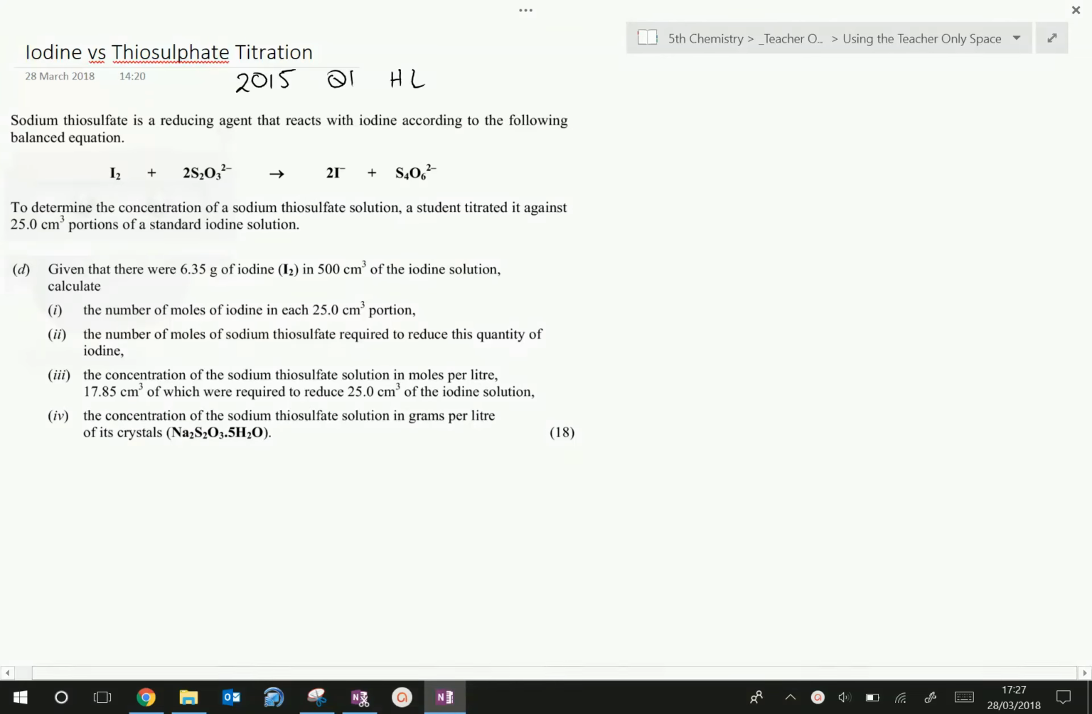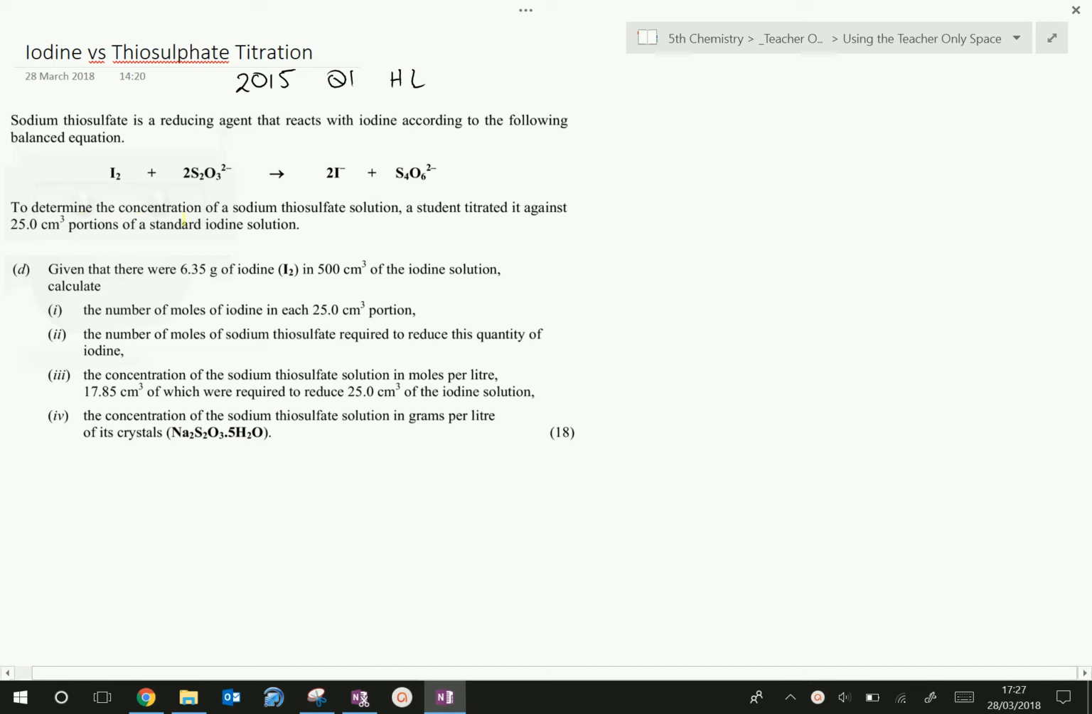In the 2015 higher level paper in question 1, we were given the iodine thiosulphate titration. So to begin with the calculations for this, we're going to go through and just identify what chemicals each number in the question belongs to.